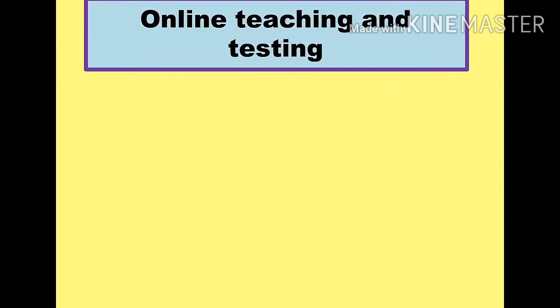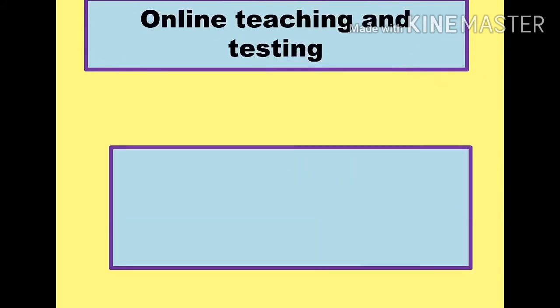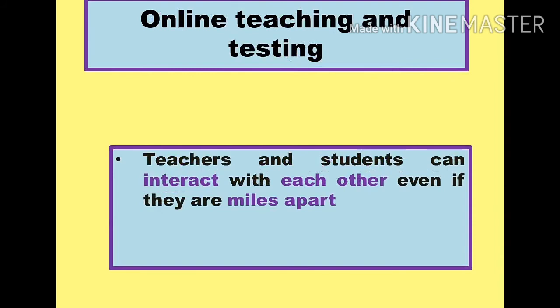Online teaching and testing. Teachers and students can interact with each other even if they are miles apart. So now children, for the last few months, school has been closed due to the coronavirus. But teaching is still going on. How? We are putting up these videos which you are watching on the internet. Also, you are having online classes where you can hear me and I can also hear you.